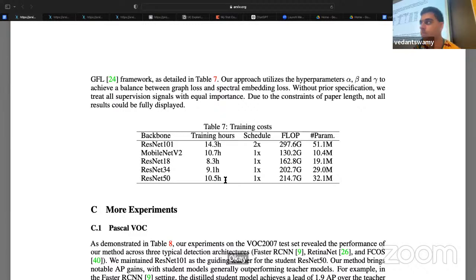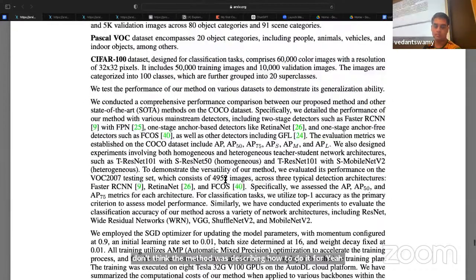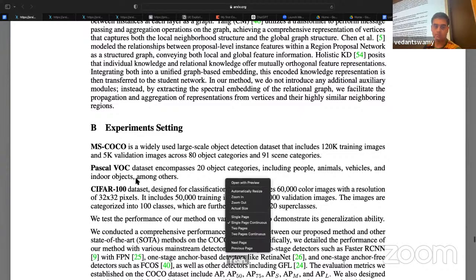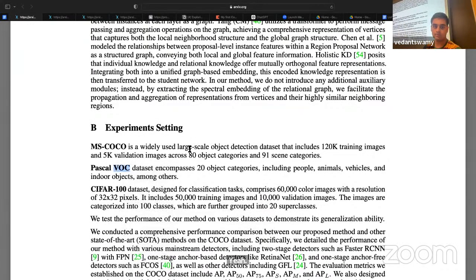So are the experiments for object detection? Yeah, it's mainly for object detection. I thought the method was describing how to do it for classification. So is it just for the classification branch in object detection? No, so MS COCO is for object detection, Pascal is used for classification, and CIFAR they are using for classification.